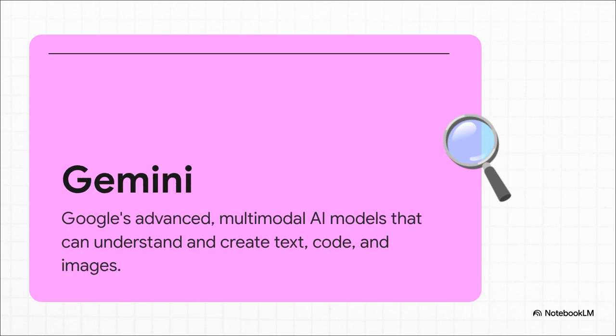And your second power tool? That's Gemini. This is Google's super advanced AI. The key thing here is that it's multimodal. What does that mean? It means it gets more than just text. It understands images, it understands code, you name it. The best way to think of it is like having a genius researcher on call 24/7, ready to analyze whatever you send its way. And it's all hosted right on Vertex AI.